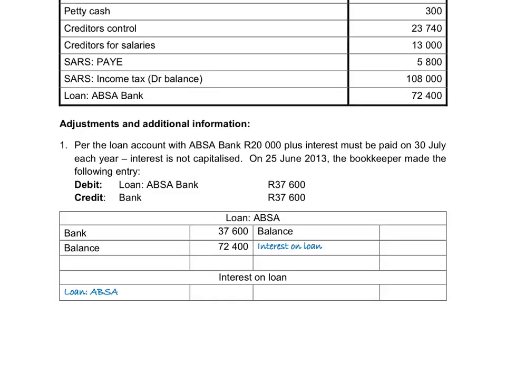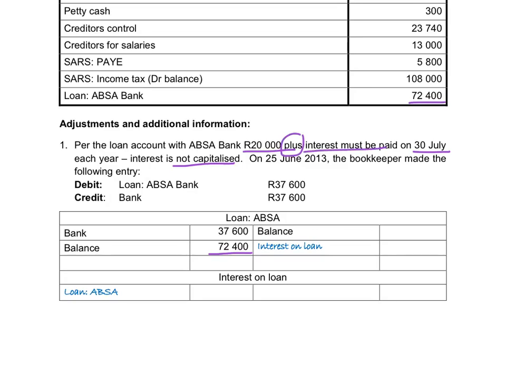They give us the loan balance at the end of the year as 72,400, and that is the balance that's supposed to go to the following financial year. According to the loan agreement with Absa, 20,000 rand must be paid on the 30th of July each year. Interest is not capitalized, so that means you never show the interest in the loan account. Interest will be shown separately. They have to pay back 20,000 plus interest at the end of 30 July each year.